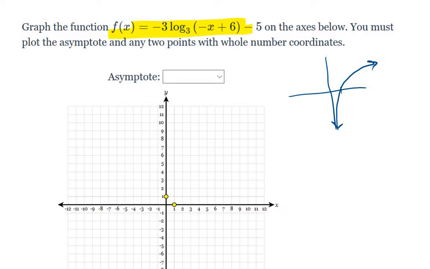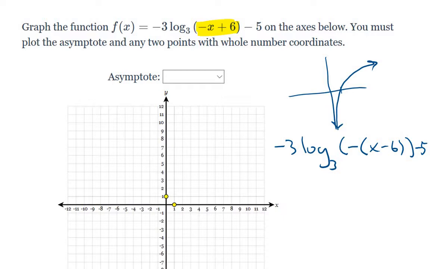Let's just go back here. The inside function here, the expression, is not in order. It's mixed up, so we need to rewrite it like this. It will be -3 log base e of (negative x plus 6) minus 5.